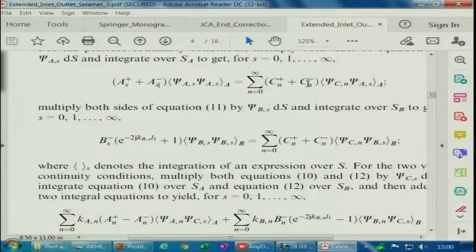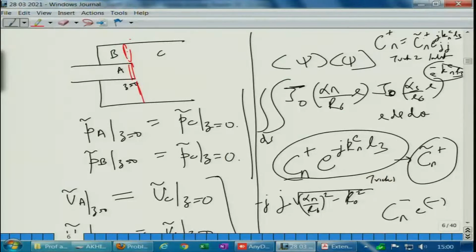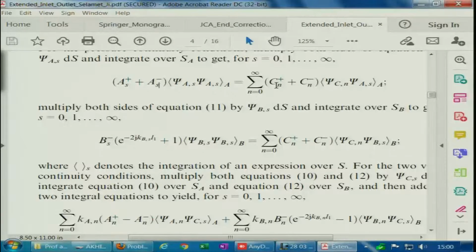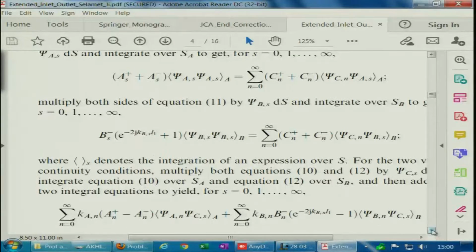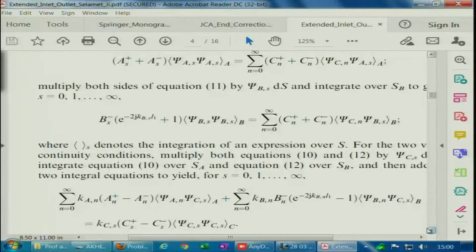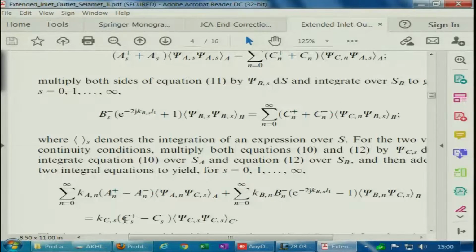So, basically what we need to do really is that in here, in this term C n plus, we will substitute this with C n tilde plus into e to the power j k n L C 3. This we will do for the pressure equation here, this condition here, as well as the velocity condition in this equation here. So, with this we are good to go.